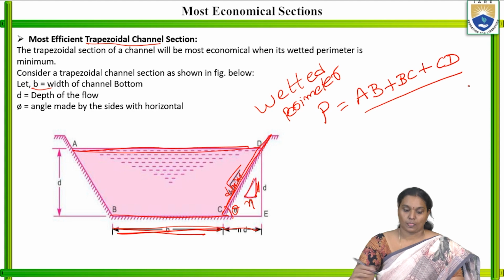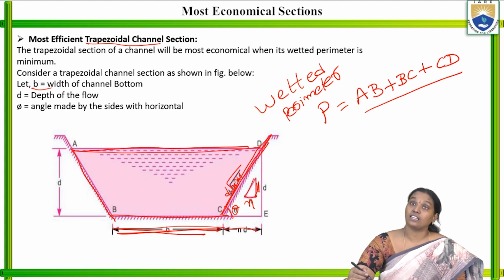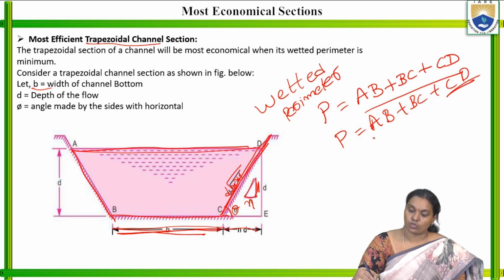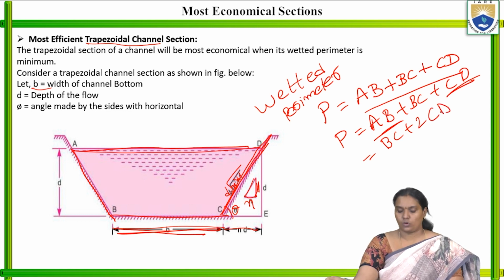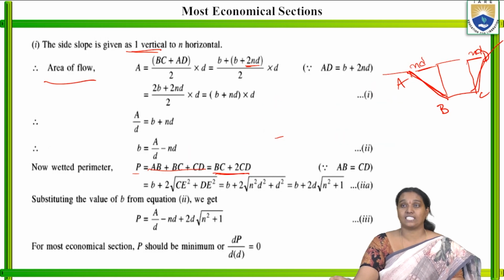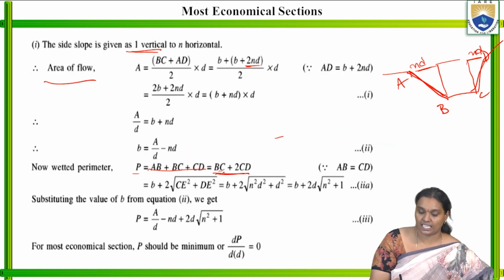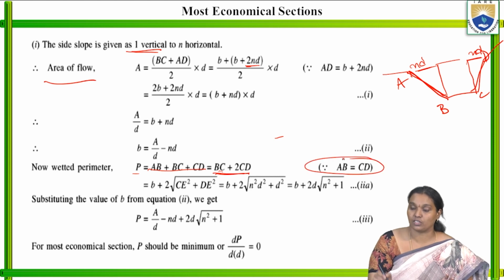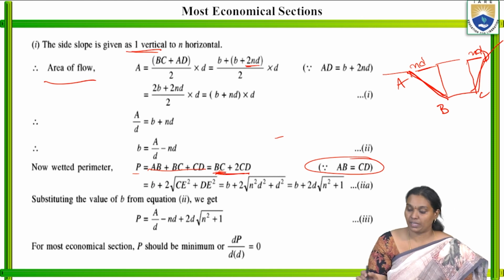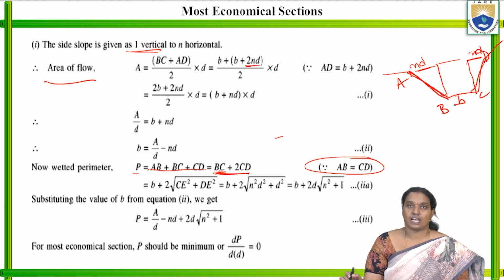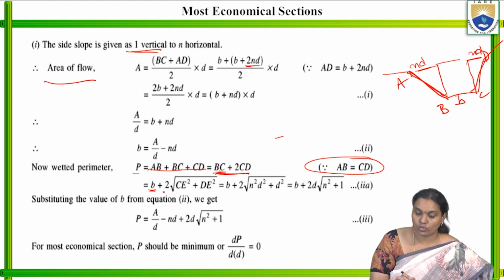AB and CD are the same. Now P is equal to AB plus BC plus CD, so BC plus 2 AB or 2 CD. Whichever we consider, no problem. So here I am considering BC plus 2 into CD, because AB is equal to CD. Now BC is simply the width of the channel bottom. So that is B. Coming to the CD.